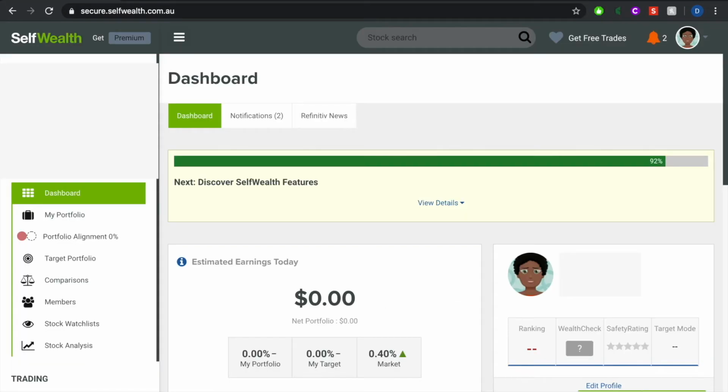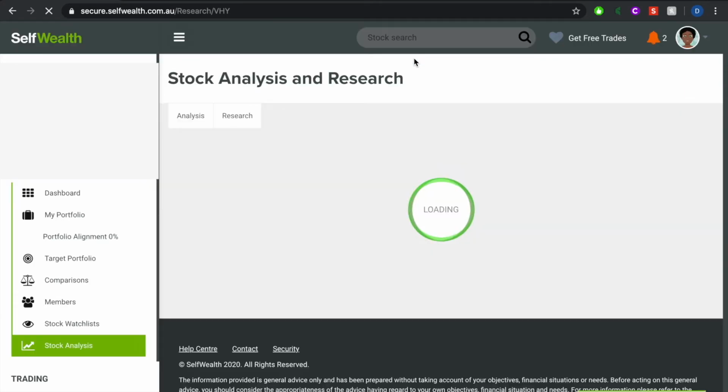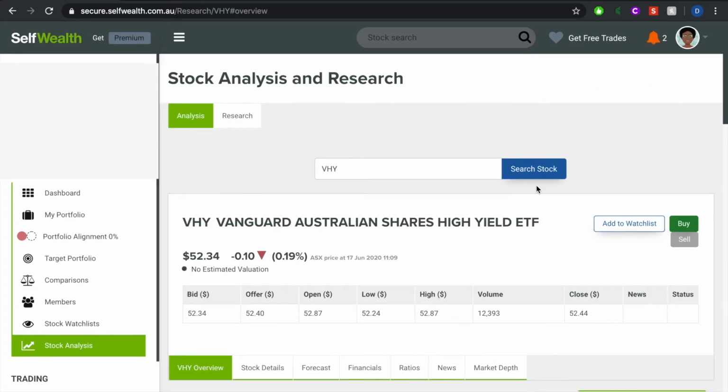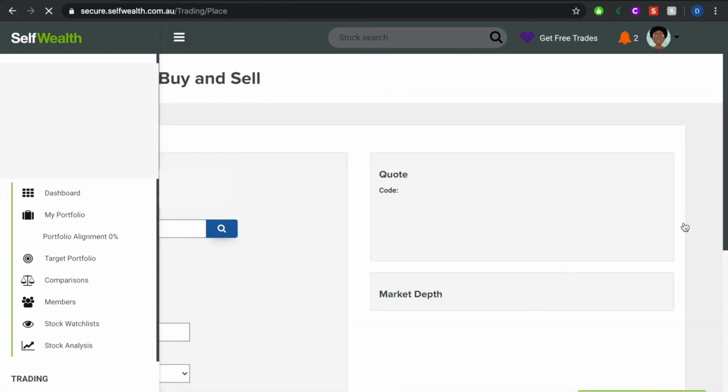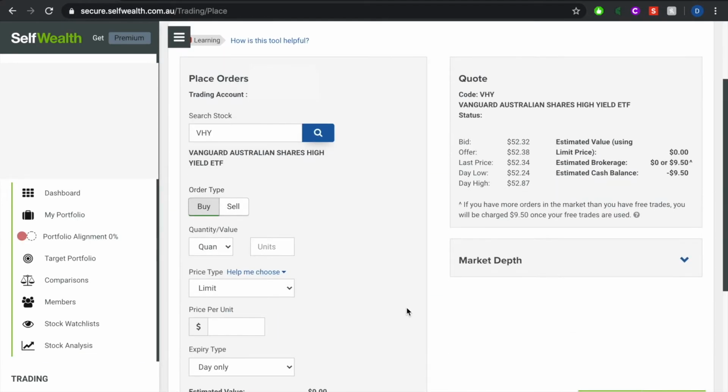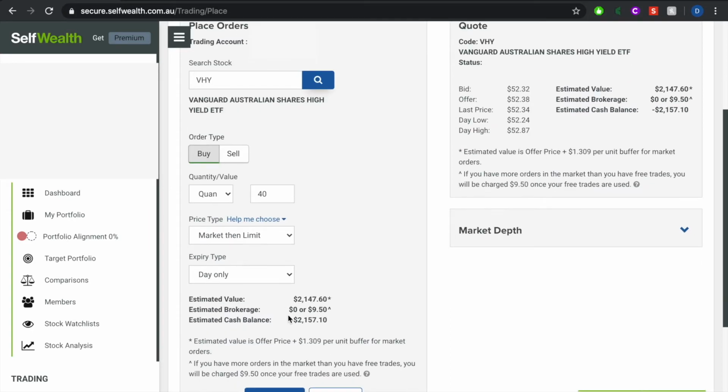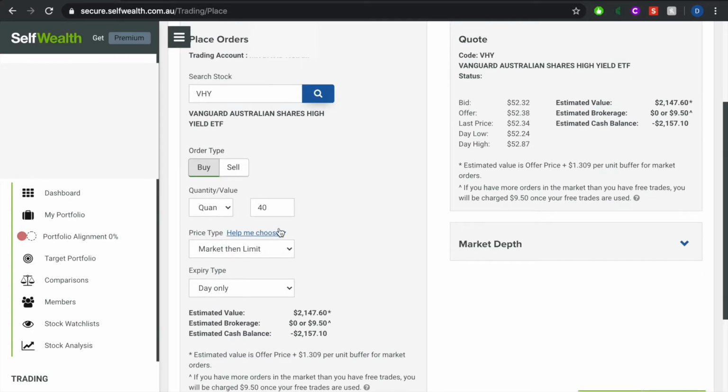The same thing applies at SelfWealth. If you know the stock that you want to purchase, in this case VHY, type it in and click on buy. Same thing, if I want to purchase $2,000 worth of stocks, I can put in 40 quantity, add to the current market price, and it will show you the calculation. And same thing here, if you want to put in $2,000, it will show you roughly how many units you can purchase at the current price.